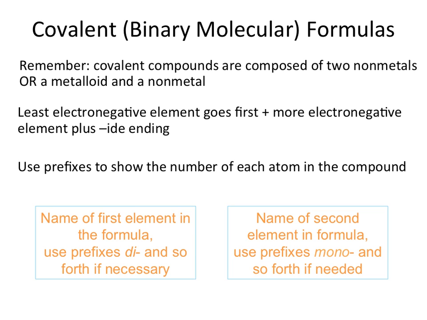Now, prefixes are going to be what indicates the number of each type of atom present. So basically what you're going to do is name the first element in that formula, the least electronegative element. You're going to use any appropriate prefixes that are necessary. You're going to name the second element in the formula, the most electronegative element, and you're going to use any prefixes needed. And we'll look at a few examples here.